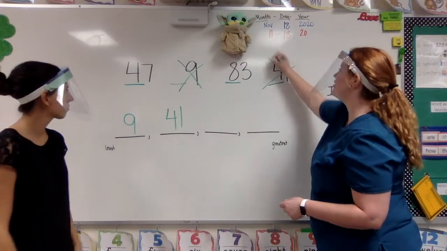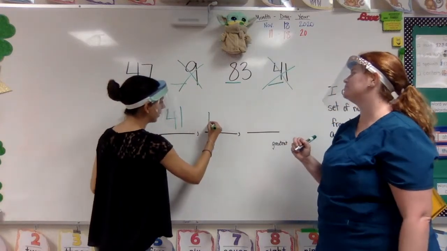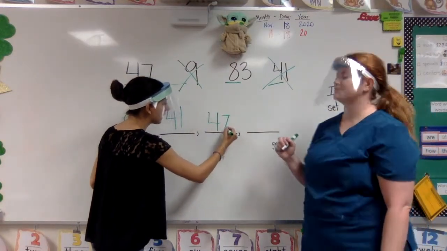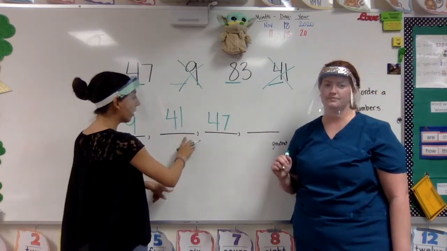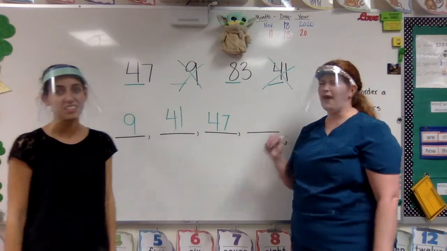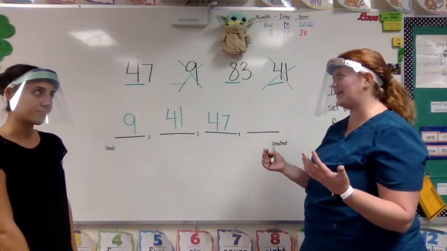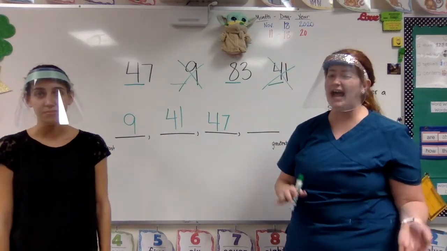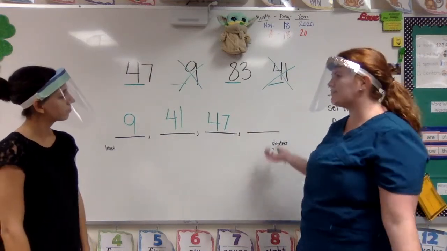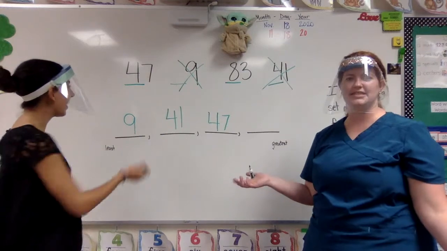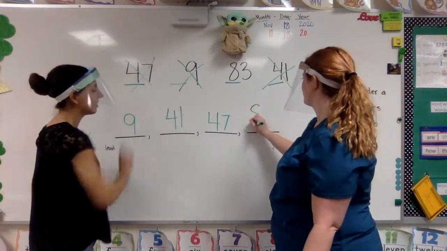And then what can you put? And then I would put 47 because the tens place is the same, so they should be next to each other. But the ones place, 1 is less than 7. Ooh, that was a little tricky. It's good that we were paying attention because sometimes you're going to have to look further than just the tens place. Well, what number do we have left then for the greatest? 83 would be our greatest number.